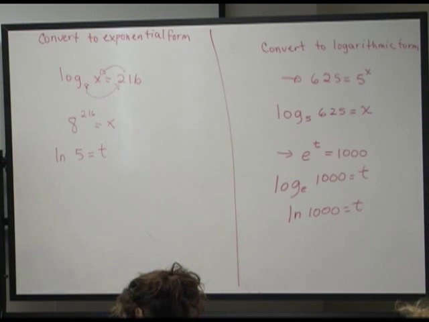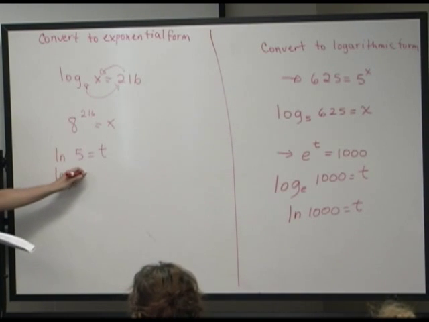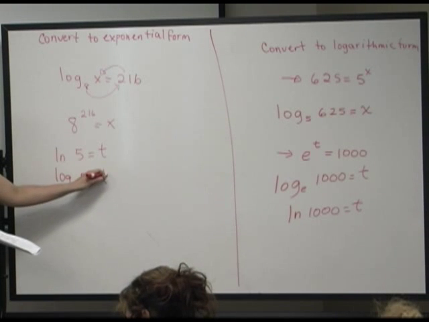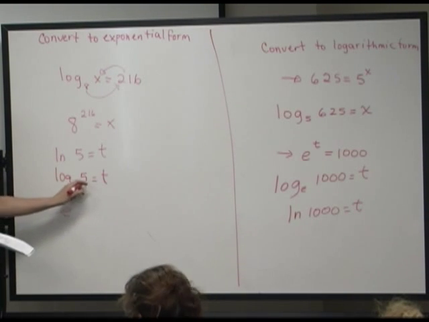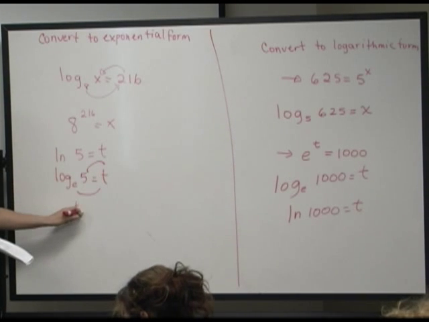Same thing, right? ln is what? ln is the log base e of 5 equals t. So we have e to the t equals 5.